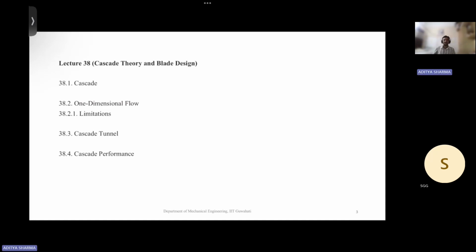So lecture number 38. Then we have the topics. The major topics are first, the cascade has been introduced, and then one-dimensional flow and what are its limitations. This has been discussed, so I'll discuss the topics briefly, right? And then cascade performance. So first is your cascade. So what is a cascade?